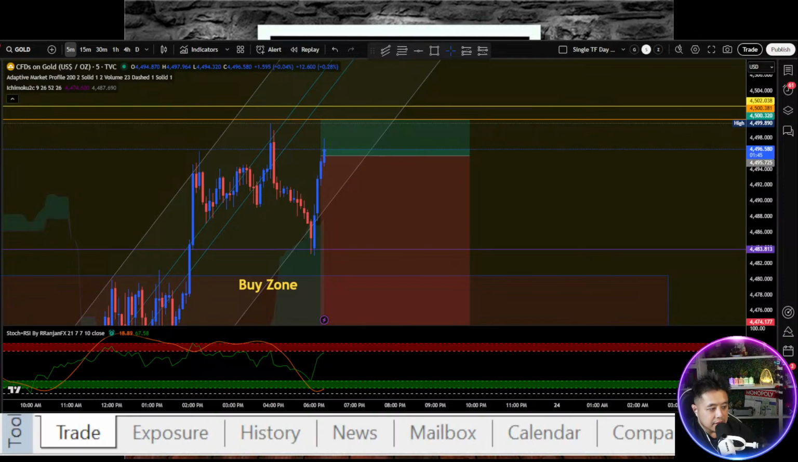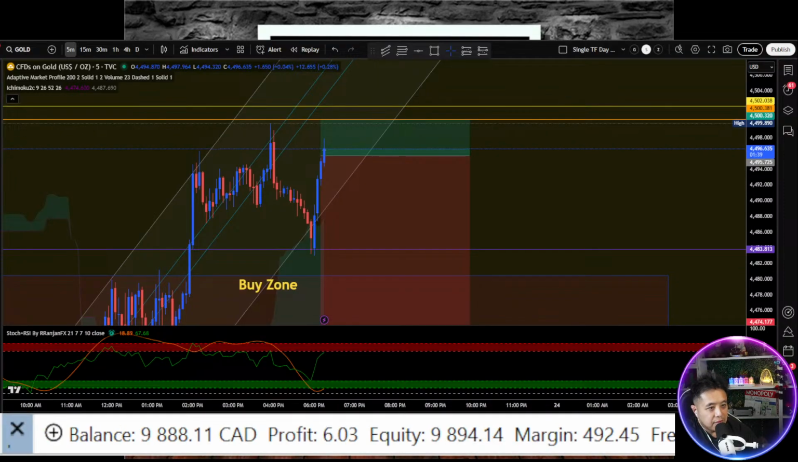How many positions do I have? 1, 2, 3, 4, 5, 6, 7, 8. So we're looking at 0.4 lot total of a trade on this right now. I gotta save some of that in case it pulls back too hard on me.